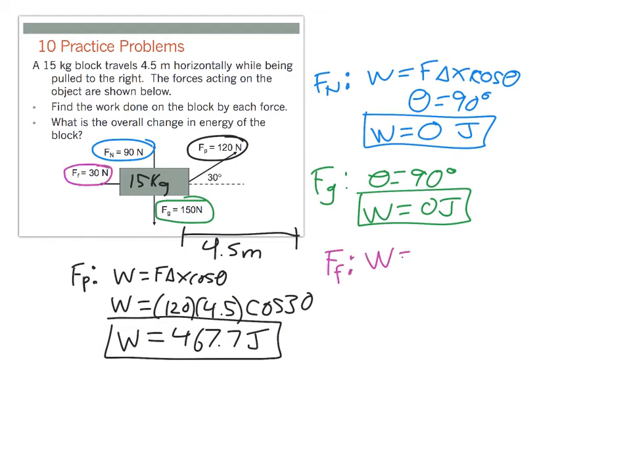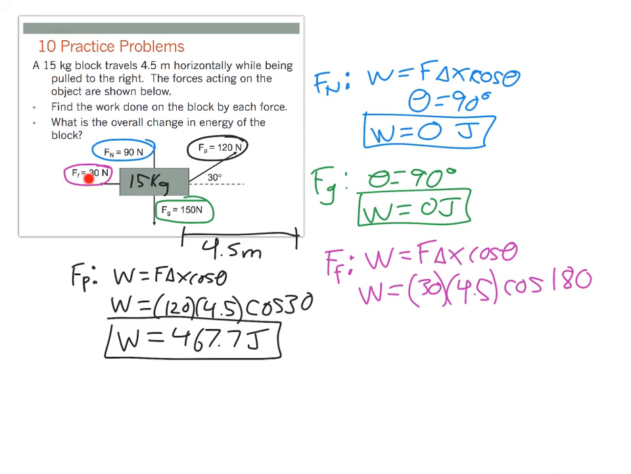Lastly, we have the force of friction. Once again, work for that is F delta X cosine of theta. So the work done by that frictional force is my force, which is 30, times my displacement, which is 4.5, times cosine of the angle. In this case, the angle is 180 degrees. My displacement is that way, my force is that way, and the angle between right and left is 180 degrees. So I get that the amount of work done by that frictional force is negative 135 joules. Makes sense that it's negative because friction is going to take away energy from my object.